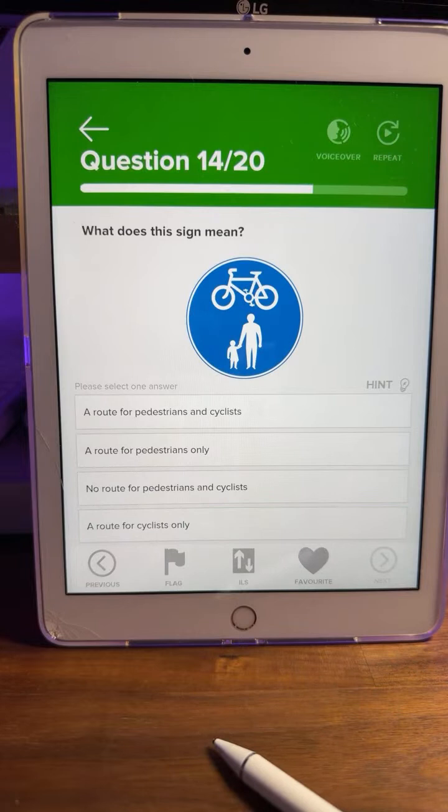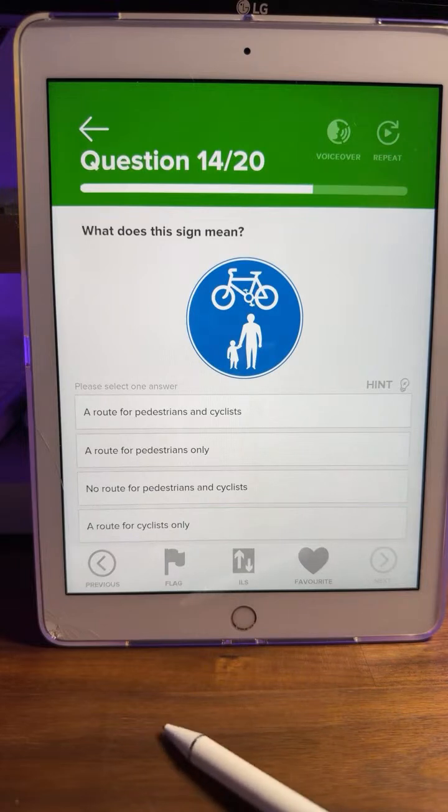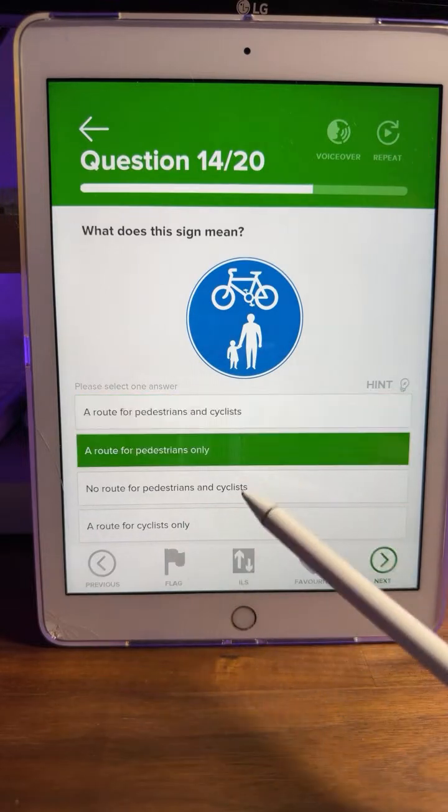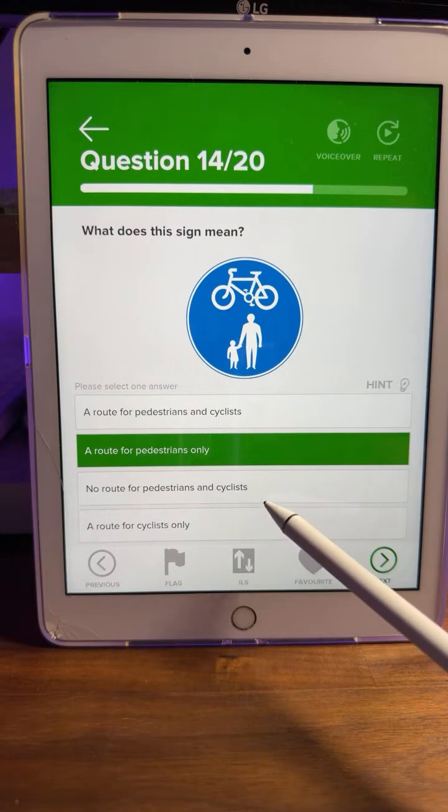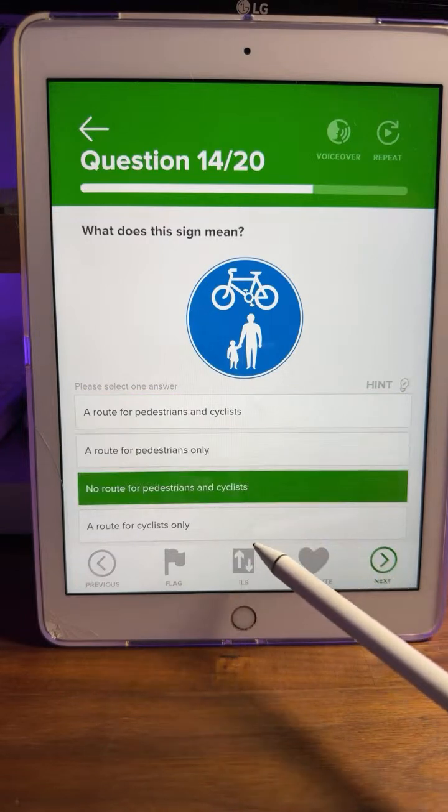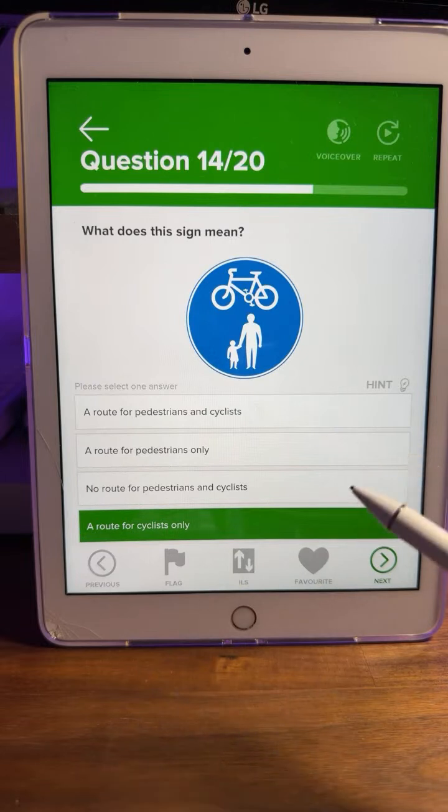Okay, question 14. What does this sign here mean? A route for pedestrians and cyclists, a route for pedestrians only, no route for pedestrians and cyclists, or a route for cyclists only.